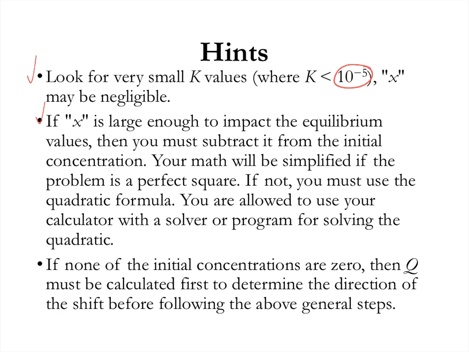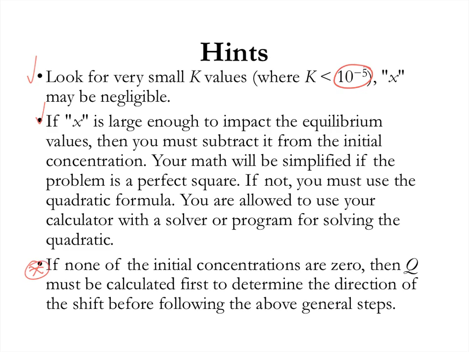If x is large enough to impact equilibrium values, you must subtract it from the initial concentration. Your math will be simplified if the problem's a perfect square, just like we were doing before. If it's not, you have to use the quadratic, and you're allowed to use your calculator with a solver or program for solving quadratics. If you have a quadratic formula program in your calculator already, you will not be asked to erase the memory of your calculator prior to the exam. So if you want to use it and you're comfortable using it, you can. But I'm telling you that on the AP exam itself, you won't be asked to solve problems that require the use of the quadratic equation.